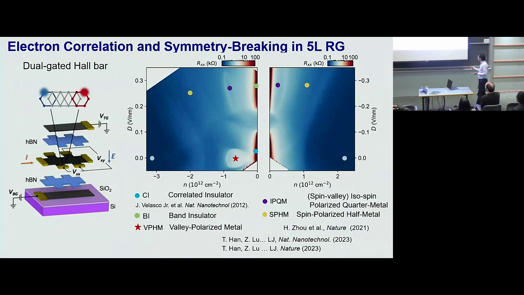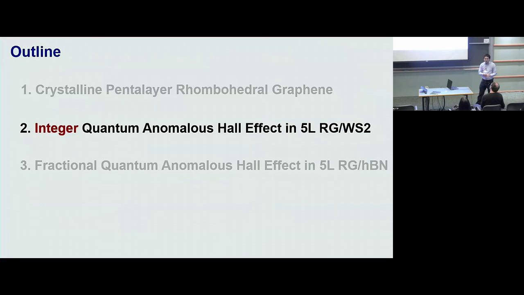And some of these states, for example, here at the high displacement field, actually have been seen in ABC trilayer graphene by Andrea here. The pentalayer graphene gives you new states at zero displacement field because trilayer is not yet flat enough at small displacement field. But when you go to high displacement field, they share a lot of common features. Okay. So I hope this has convinced you that even the crystalline 5-layer rhombohedral graphene already shows signatures of electron correlation and symmetry breaking. Now let's add some flavor to it, okay?